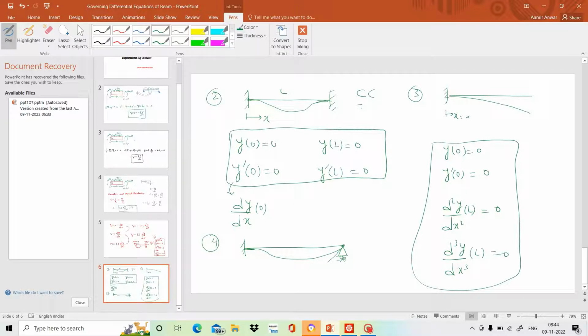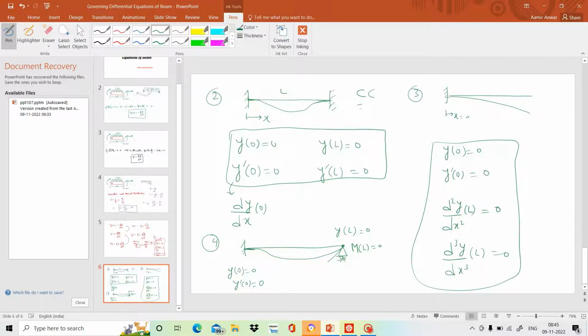So we can write the boundary conditions: y at 0 equals 0, y prime, meaning slope, is also 0 here, and here y at L equals 0, deflection at this point is 0 but not the slope. Because it is a roller support, the bending moment would be 0, so moment at L equals 0. So these four cases we have seen here.